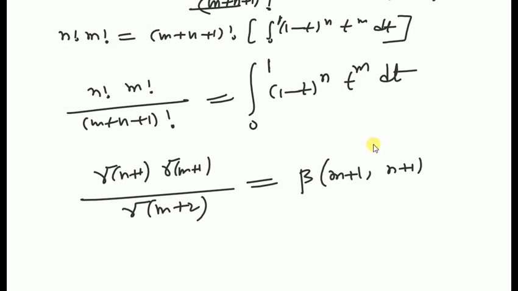Okay, done guys. Gamma m plus n plus 2. We can rearrange, then we'll get the same answer. So finally we learned the relationship from gamma to beta and beta to gamma. You can proceed in any manner. Thank you.